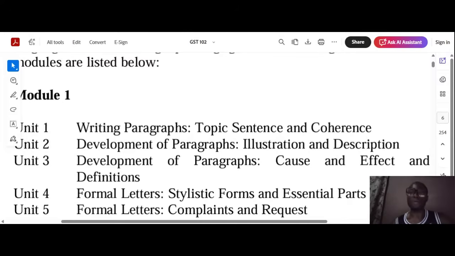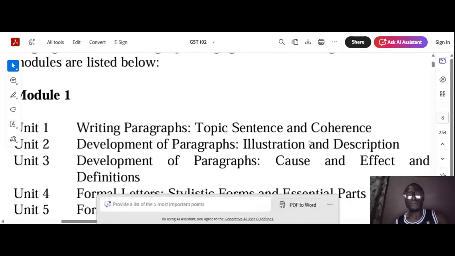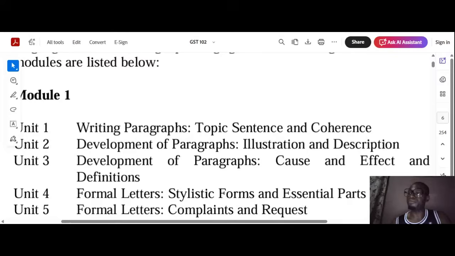The focus of GST 101 was listening and reading. Now, you want to learn how to write and how to speak. This material is a bulky one, about 254 pages, and a lot of units divided into modules. So we have module one.